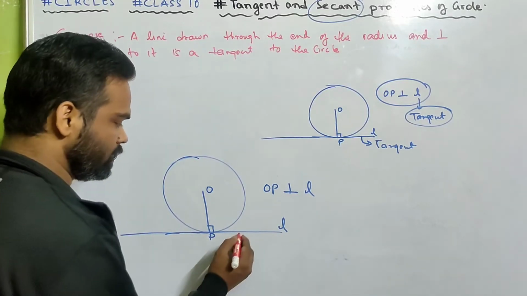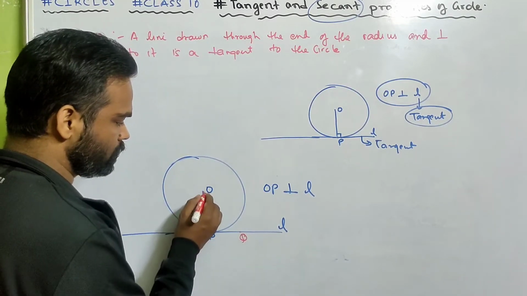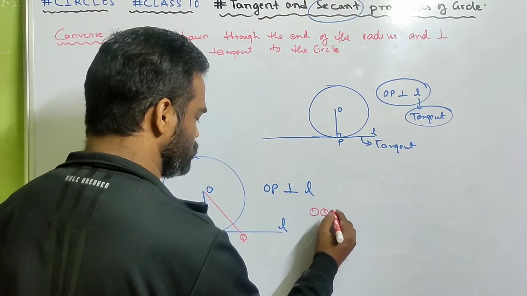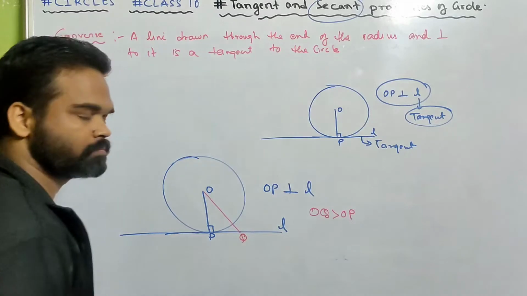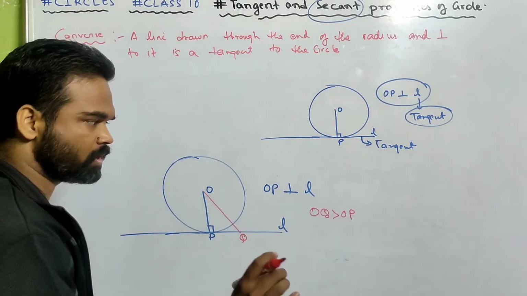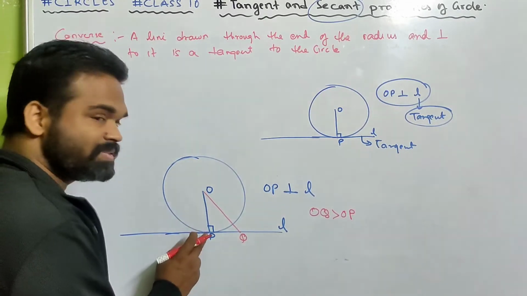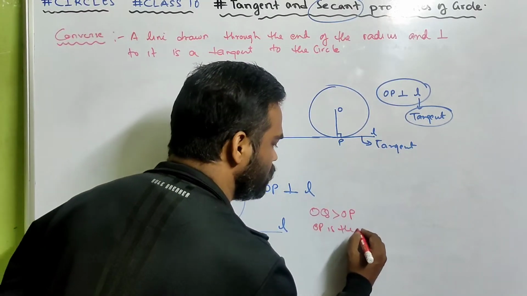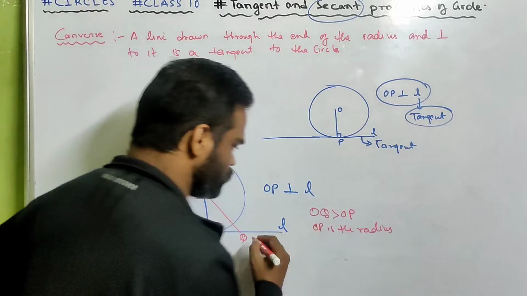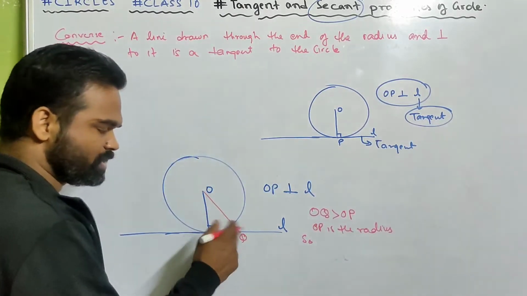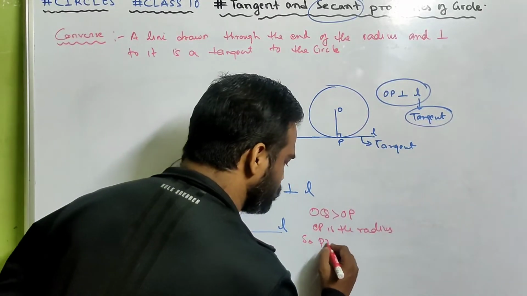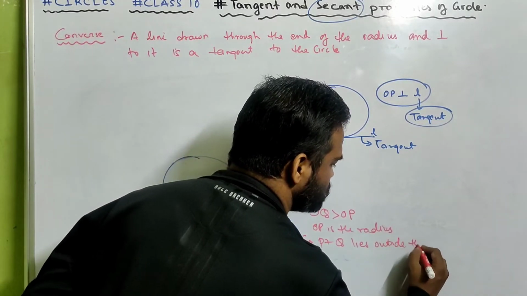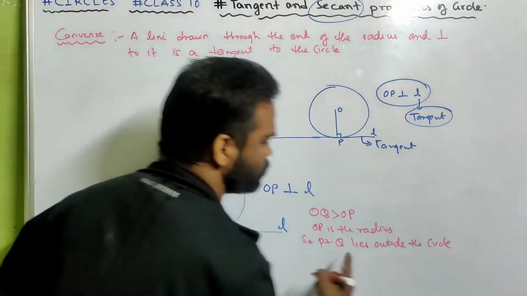Look, again, take any point Q. Join it. OQ is greater than OP. And OP is the radius. So since OQ is greater than OP, point Q lies outside the circle. Yes or no?